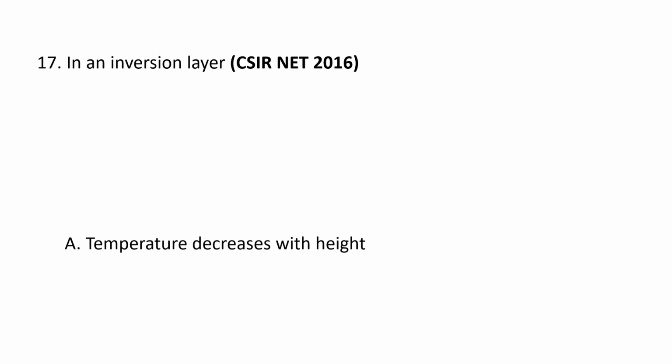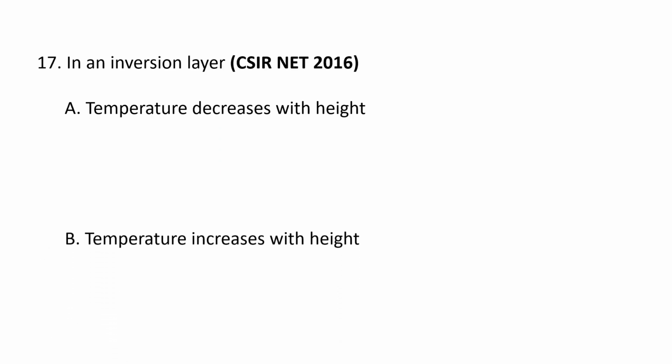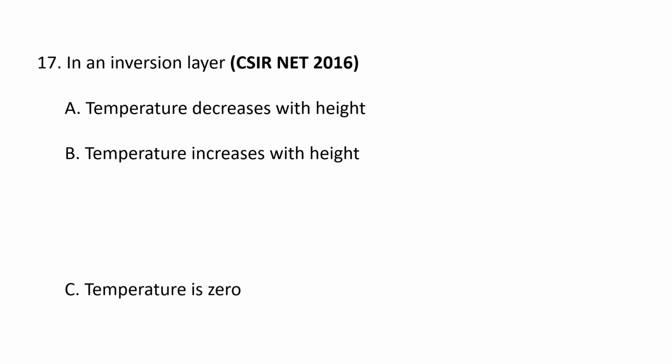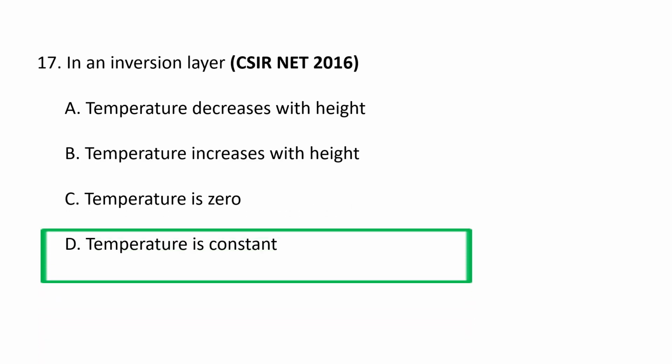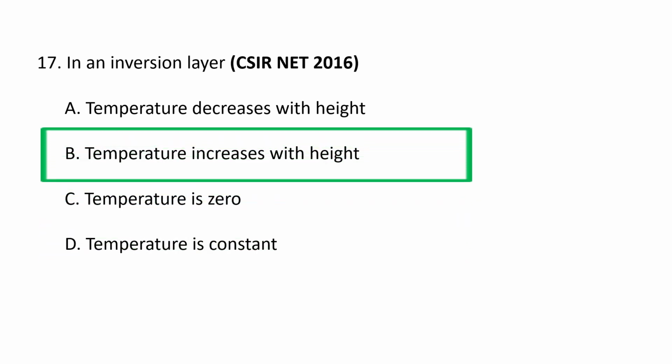Next question. In an inversion layer, A. Temperature decreases with height, B. Temperature increases with height, C. Temperature is 0, and D. Temperature is constant. In an inversion layer, temperature increases with height.